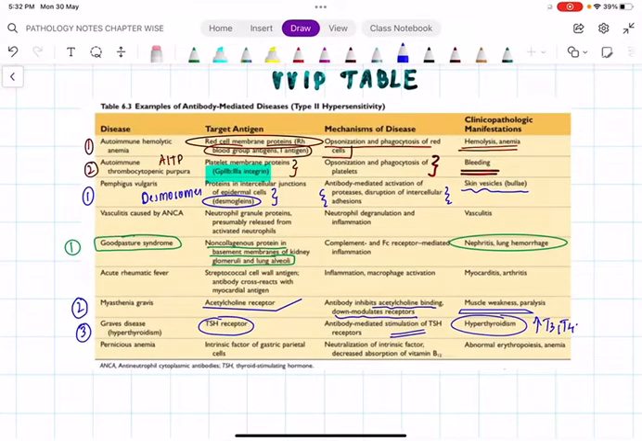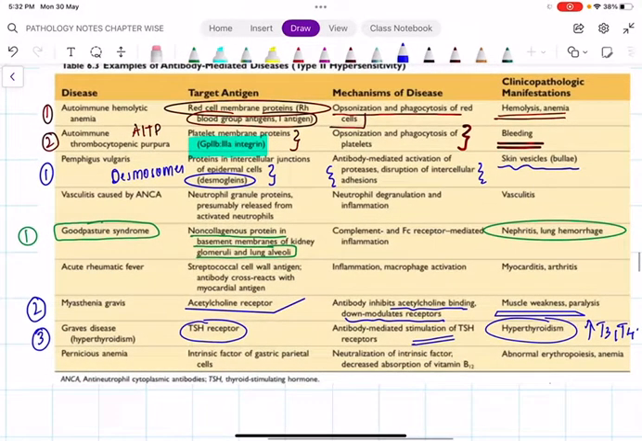There are some other examples which we can fit into a miscellaneous group. That means they won't suit accurately to any of these 3 mechanisms, but still they are examples of type 2 hypersensitivity. Number 1 is Pernicious anemia. I am going to draw with red color. Pernicious anemia, antibodies are produced against Castle's intrinsic factor of the gastric parietal cells. There will be decreased absorption of vitamin B12. The patient will present with anemia and abnormal erythropoiesis.